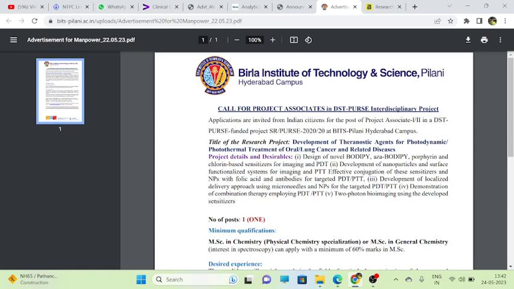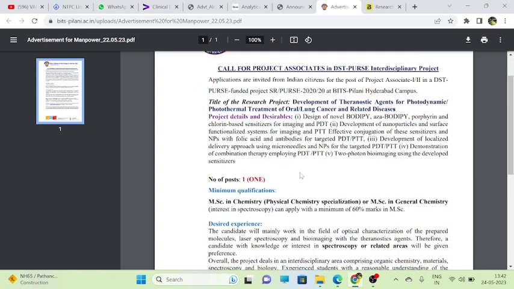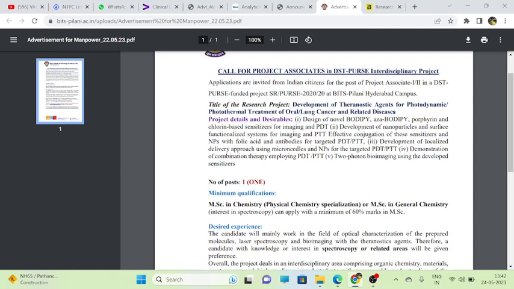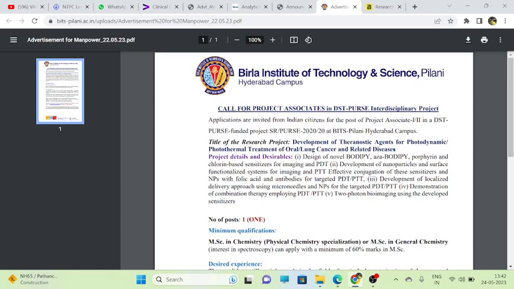So let's start. It is from the Birla Institute of Technology and Science, BITS Pilani, Hyderabad campus. They are recruiting a project associate post under the DST. The number of posts is only one, and the research title is the development of a theranostic agent for photodynamic and photothermal treatment of oral and lung cancer related diseases. The project details and desirables are mentioned in the PDF. Don't worry about the PDF, I will upload it in my Telegram channel. You can easily download it from there, and I will provide the Telegram channel link in my description.